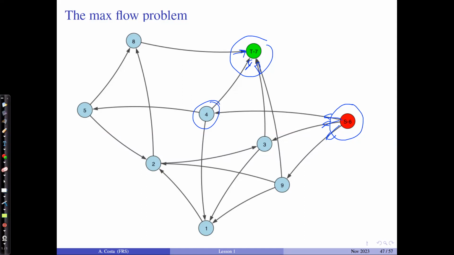Maybe it can be additional constraints, you know. Maybe if it's water, you may say, look, in this area, maybe this is a part of the city, I want to have a flow in two of at least 10 units, right? You can add more constraints according to what you are modeling.